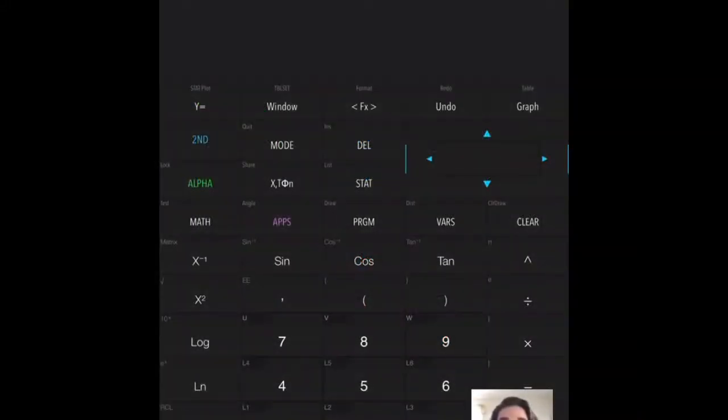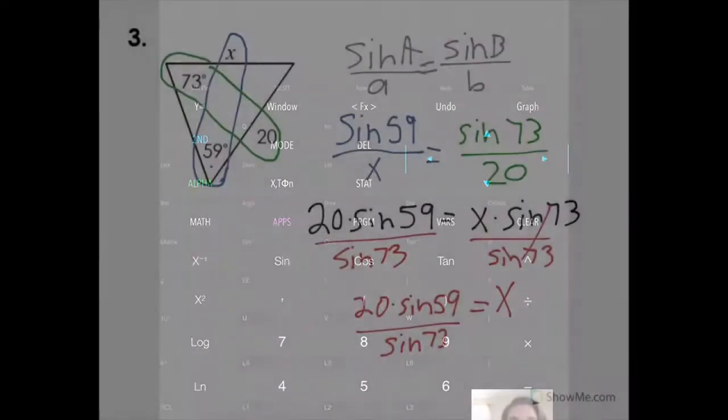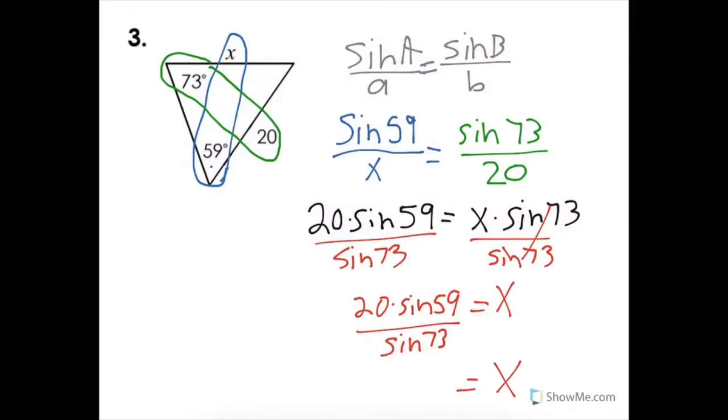All right, so my mode is already in degree from the problem before. So 20 sine 59. You need that parenthesis, very important. And then divide by sine 73. Enter, about 17.9. And you should get x to be equal to about 17.9. Now, if you don't get that in your calculator, a couple things: check your mode and also make sure that you are putting a parenthesis after the 59. It makes a big difference in your calculator.